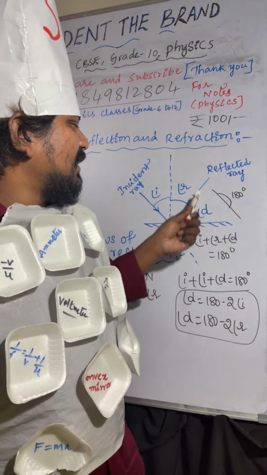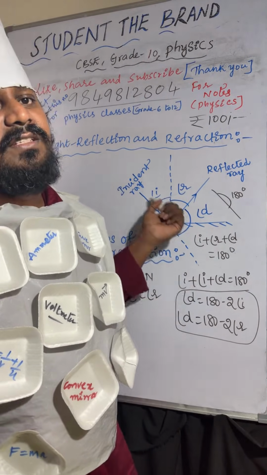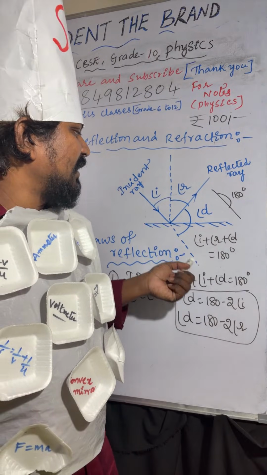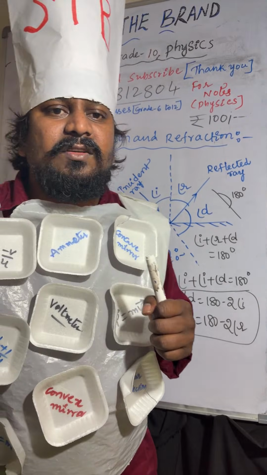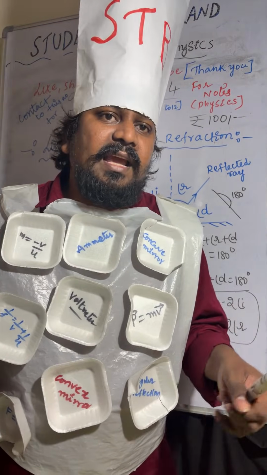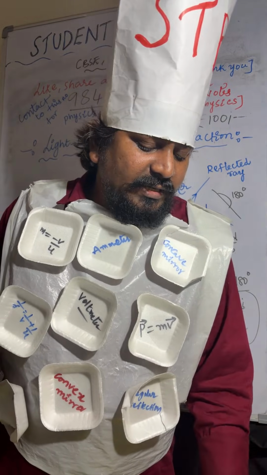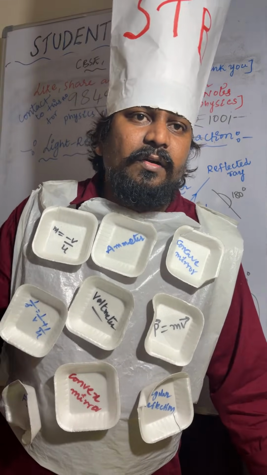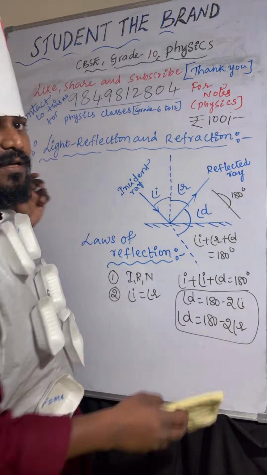Angle between reflected ray and undeviated line. The dotted line is the initial direction of the incident ray. Angle between reflected ray and undeviated line is called angle of deviation. I hope it is very clear. Okay, I hope your doubt is addressed. So the angle of deviation explanation is completed.